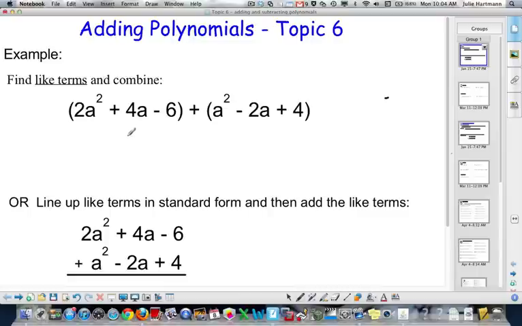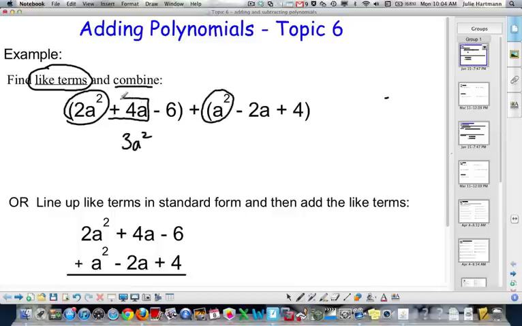Okay, topic 6 is about adding and subtracting polynomials. Basically, when we're adding polynomials, we find like terms and we combine. So it's just combining like terms. 2a squared, a like term with that is a squared. So we have 2a squared plus a squared is 3a squared.